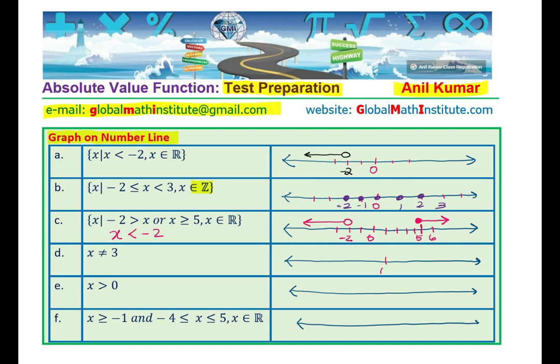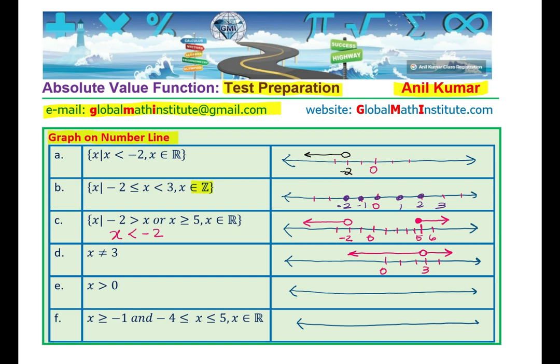So if that is 0 for us, 1, 2, 3, 4, let's say this is 3. Not equal to 3 really means that we have a hole here, right? And everything else is included. Correct? Now, for clarity, I'm drawing my lines above so that you can clearly see what we are going to do. But you could draw this line on the number line itself.